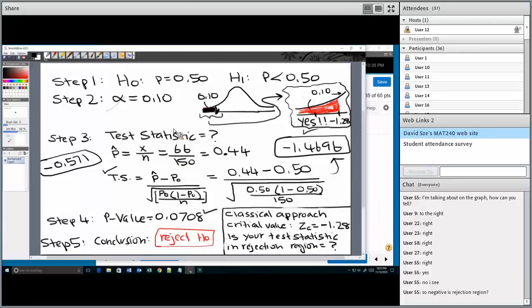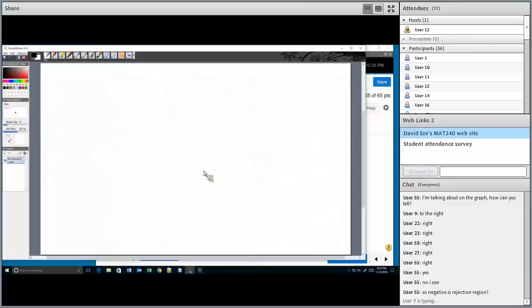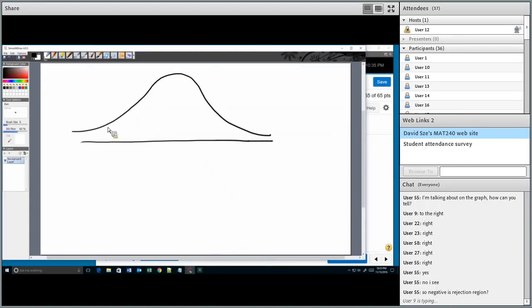Negative is not the rejection region. No, so I think there's a little bit of confusion. So maybe what I'm going to do is erase this. In this problem, my critical value was minus 1.28, and we found my test statistic was minus 1.46.